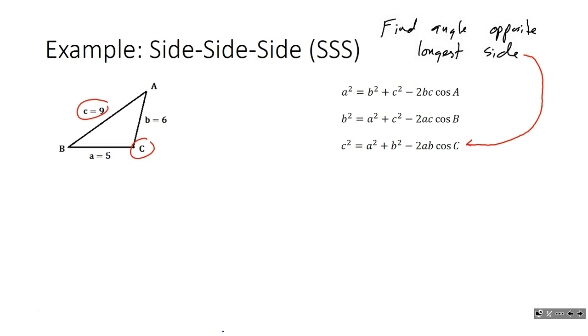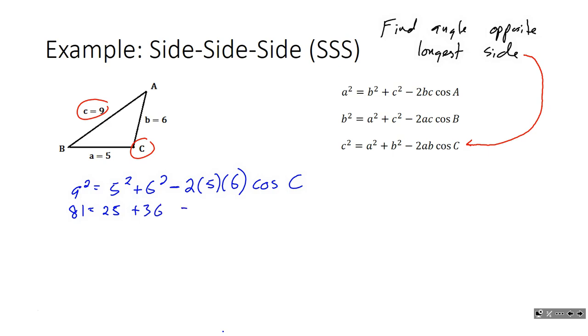C squared, 9 squared, equals A squared plus B squared. That's 5 squared plus 6 squared. Minus 2AB. That's 2 times 5 times 6. And then finally, cosine of C, and of course we don't know C there. Notice there's one unknown in this problem. It's angle C. Before I reach for the calculator, it will help if I do a little bit of the arithmetic, simplify things a bit. 81 equals 25 plus 36 minus 60 cosine of C.